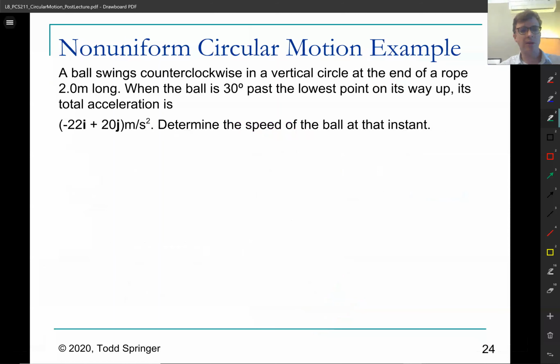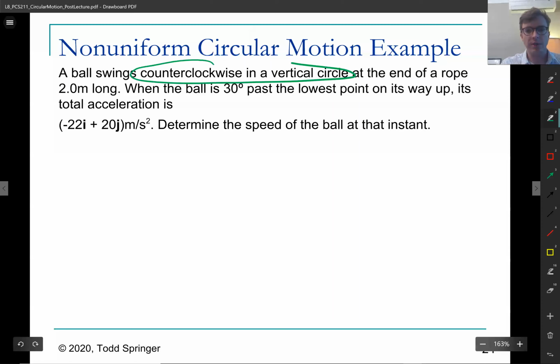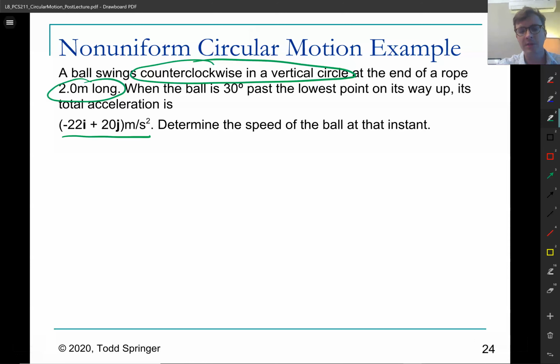Last example here is a very tricky one, non-uniform circular motion. So let's do this example. Here it is. A ball swings counterclockwise in a vertical circle at the end of a rope, 2 meters long. When the ball is 30 degrees past the lowest point on its way up, its total acceleration is given by this. Determine the speed of the ball at that instant.